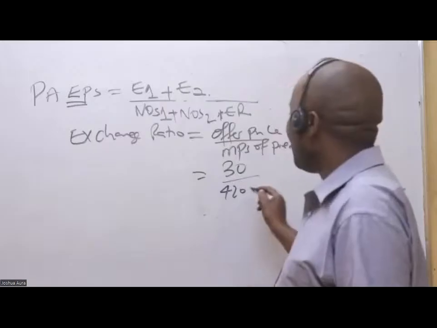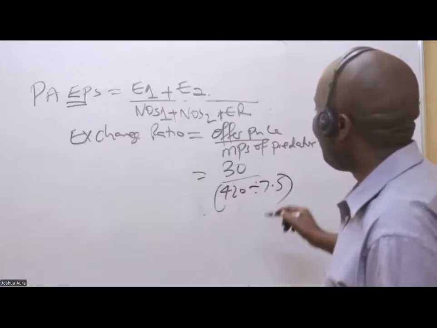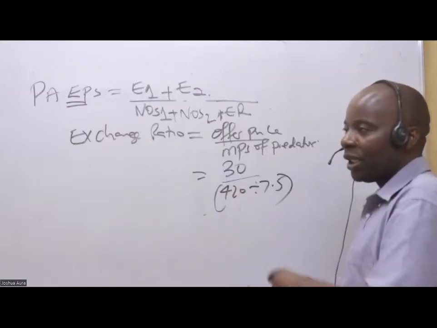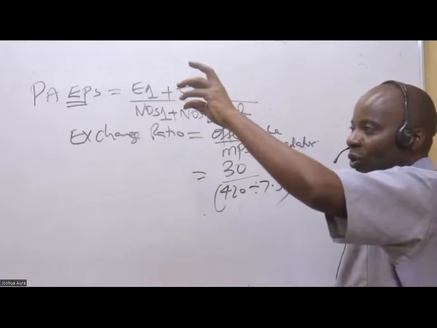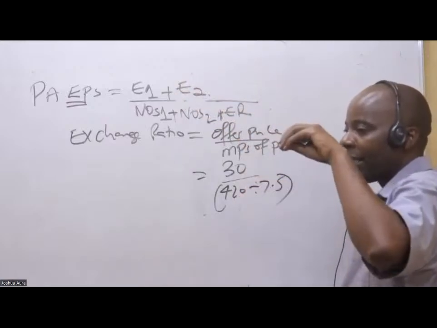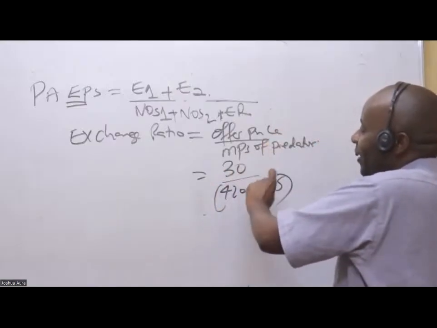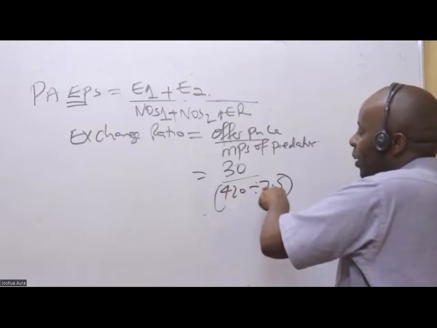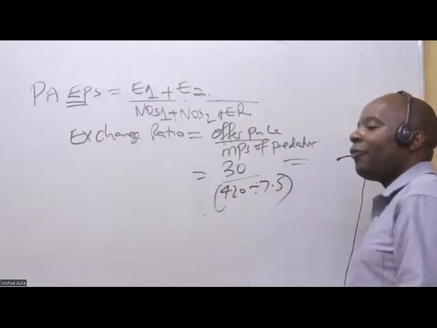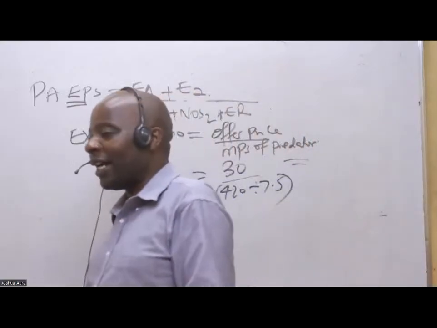MPS of the predator. You take the market capital, you divide by the number of ordinary shares of Songo, like that. So, is there somebody who can say 30 divided by open brackets 420 divided by 7.5? And then you give me this exchange ratio in the form of a fraction. In the form of a fraction, what do we have there?